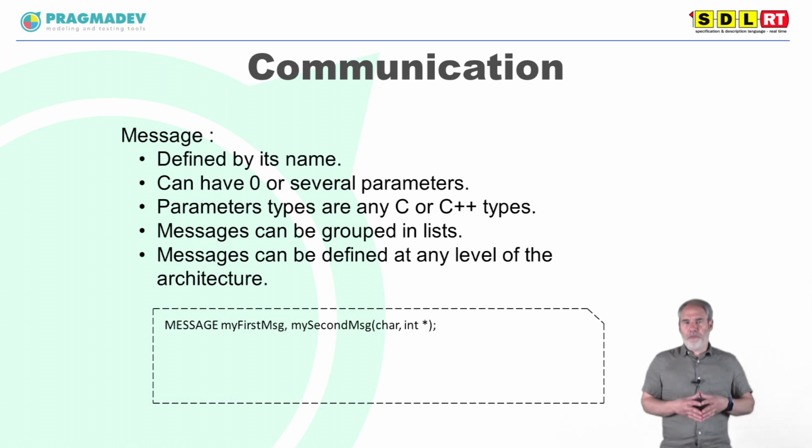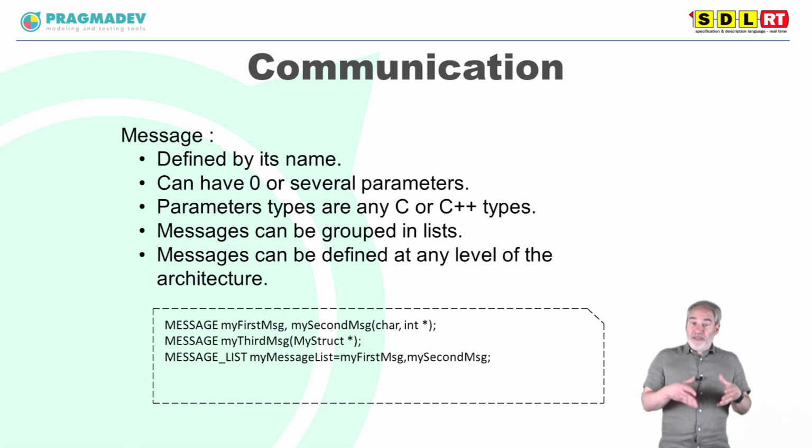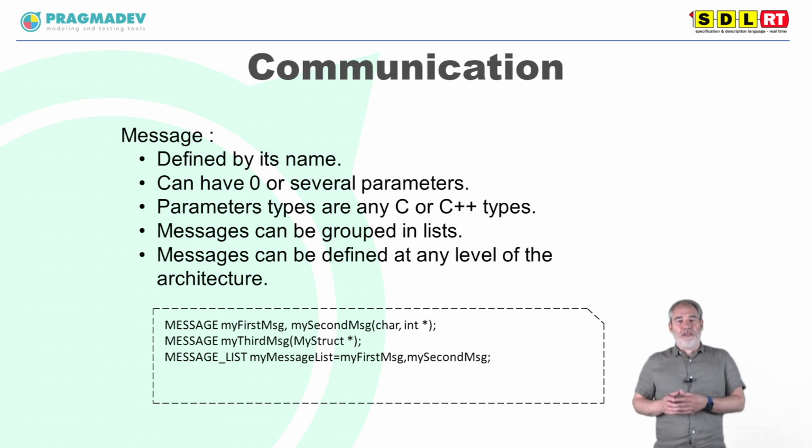Here are a few examples. My first message is a parameterless message. My second message has 2 parameters. The first one is of type character and the second one is of type pointer on an int. Also, my message list is a list of my first message and my second message.